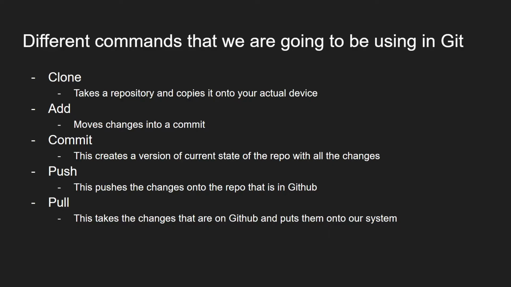So Clone takes all of the files that are online and brings them into your computer. When you make changes, you use Add to add these changes into a staging area, and Commit takes all of these changes in the staging area and makes a new version, and then Push pushes this version onto GitHub. So it goes from your computer to the website. Finally, we have Pull. If there's new changes on your GitHub that you don't have on your computer, you do Git Pull, and then it would take all of the changes that are in GitHub and bring it into your computer.